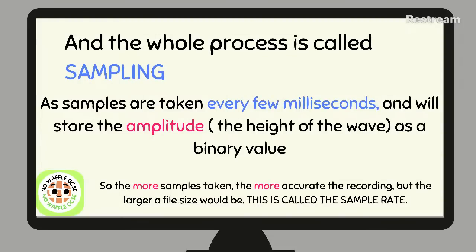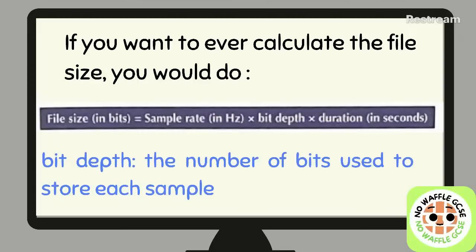As samples are taken every few milliseconds, it will store the amplitude, which is the height of the wave, as a binary value. If you're taking more samples, then the recording is going to be more accurate, but the file size would be larger, and this is called the sample rate. If you ever want to calculate the file size of a sound file, you do the sample rate in hertz times the bit depth times the duration. Bit depth, as we said before, is the number of bits used to store each sample.